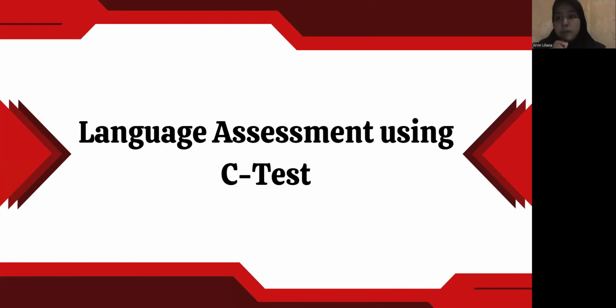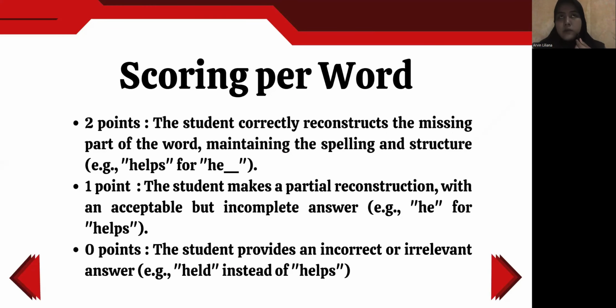So this is part two, language assessment using C-test. Before I start the test, please let me explain about the scoring. The scoring will be taken per word. The student can get 2 points if they can answer correctly, reconstructing the missing part of the word, maintaining the spelling and structure. For example, help for her, for he.